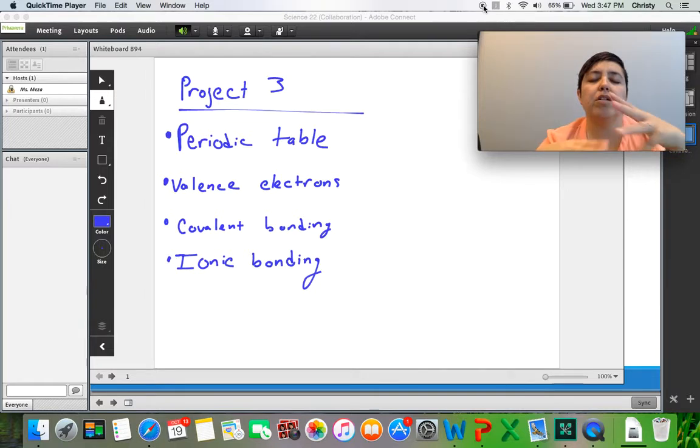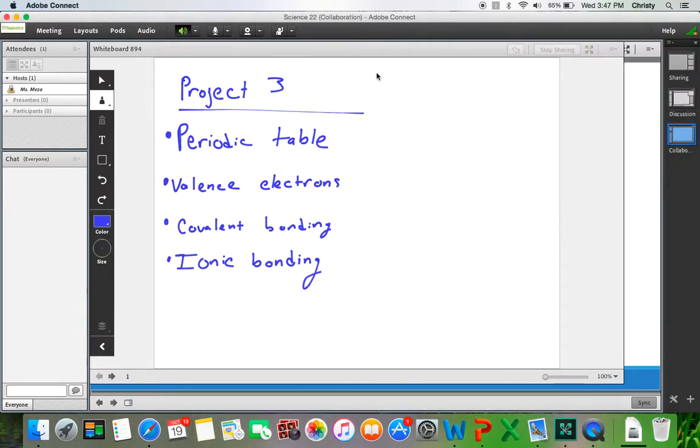Okay, so our project is broken down into different parts, right? So part one, you're basically doing a little bit of your own periodic table creation with food items. Part two has to do with valence electrons and if an element is going to lose or gain electrons. So that's what I'm going to talk about first. And then part three and part four has to do with how we use the periodic table and valence electrons to make ionic and covalent bonds. All right?